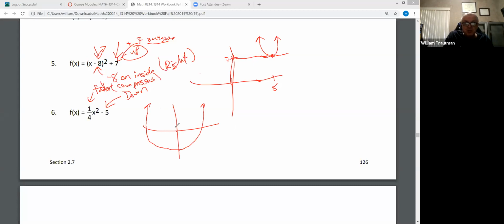Here's what the original is supposed to look like. I really exaggerated the fatness there. Maybe I could have done it like this. It's still fatter than the original. Down and made it fatter. This compresses it, we squeeze it down, and the minus makes it fatter. The -5 on the outside moves it down.